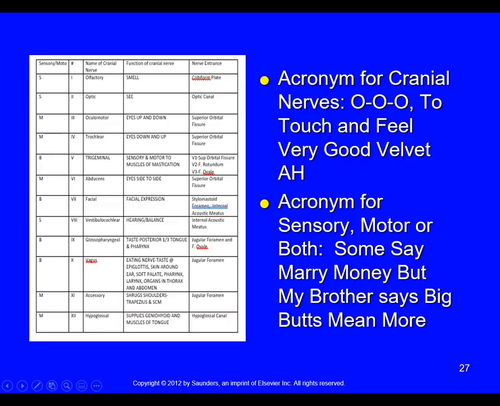I'm going to go back for just 1 second because we're heading into the trigeminal nerve, and I'm going to do a separate recording for that so that it doesn't get too long.